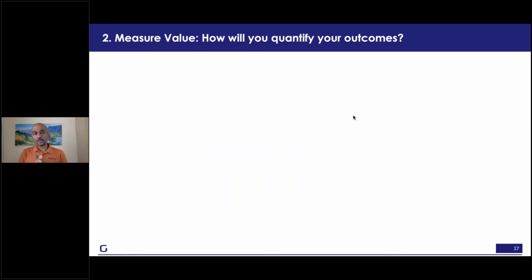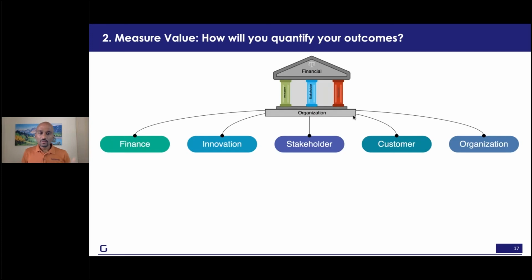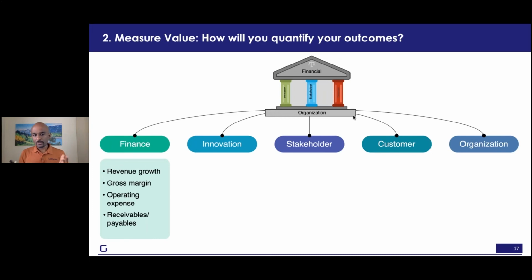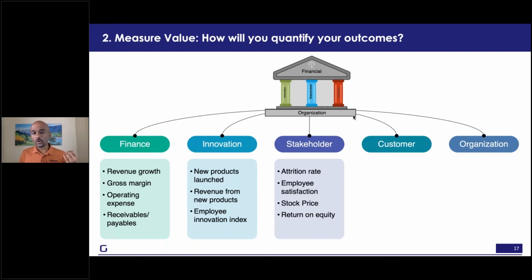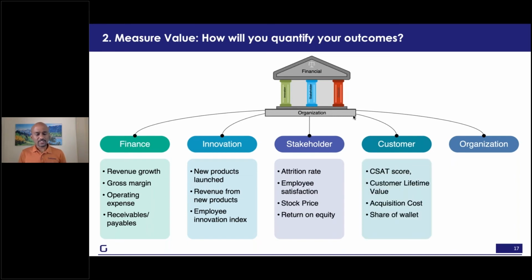Once you have the outcomes, you need to pick those strategic measures of impact. How are you going to measure? What are the KPIs or metrics? So for each of these 5 pillars, there are some indicative metrics we're showing here: revenue growth, gross margin, operating expense, receivables or payables when you want to track cash flow aspects, innovation, like the examples I mentioned, innovation index, revenue from new products, stakeholder when you talk about employees, attrition rate, satisfaction, or for investors, stock price, return on equity. For customers, the customer satisfaction score, lifetime value, acquisition cost, share of wallet.